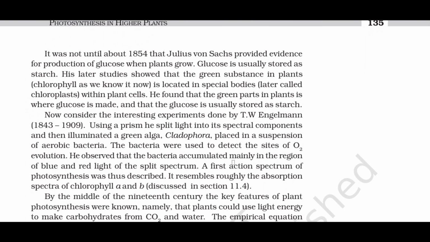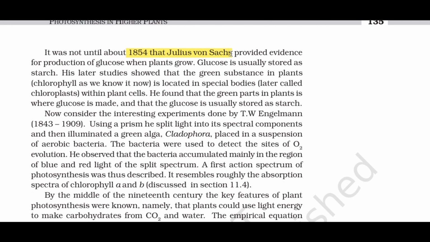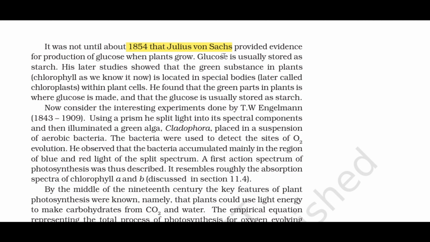It was not until about 1854 that Julius von Sachs provided evidence for production of glucose when plants grow. Glucose is usually stored as starch.